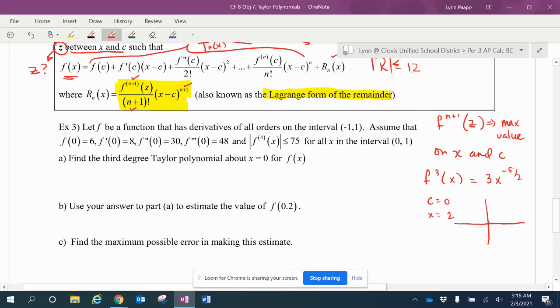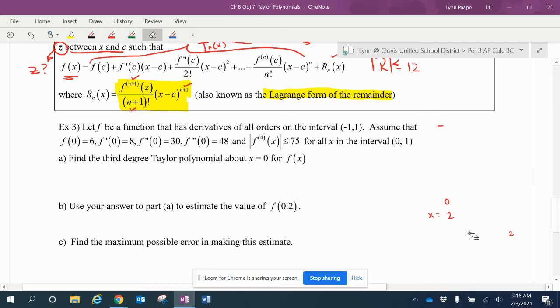We would look somewhere between 0 and 2 of this graph right here and see what is its maximum value. And we are looking at absolute value. So we would look at the graph of this in an absolute value form, like what is its max between 0 and 2, okay? All right, so with that said, let's go ahead and take a look at a problem.